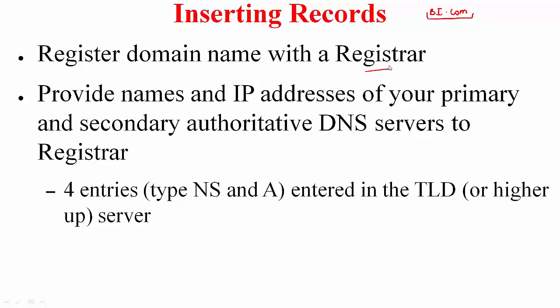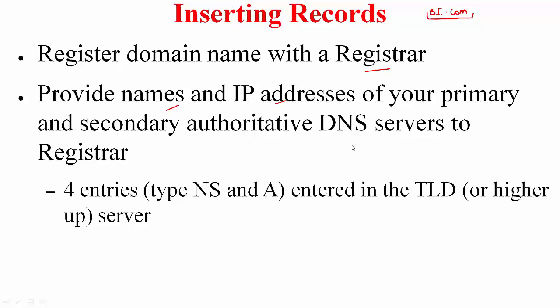There are a few such registrars which charge money for this registration. So what the registrar does is it checks to see that this domain is free. If it is free, it is going to assign it to you. Now, as part of this registration, you're also going to specify to the registrar the name and IP address of your primary and secondary authoritative DNS servers.